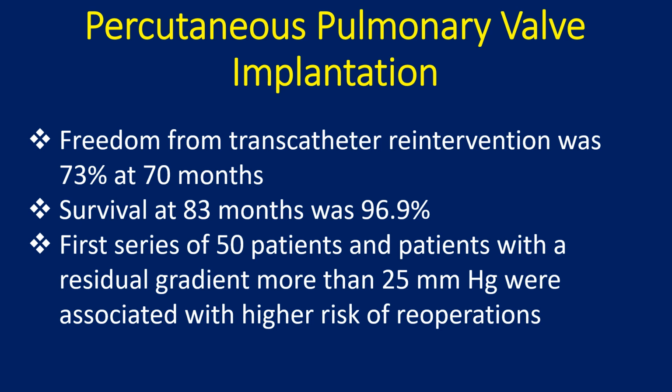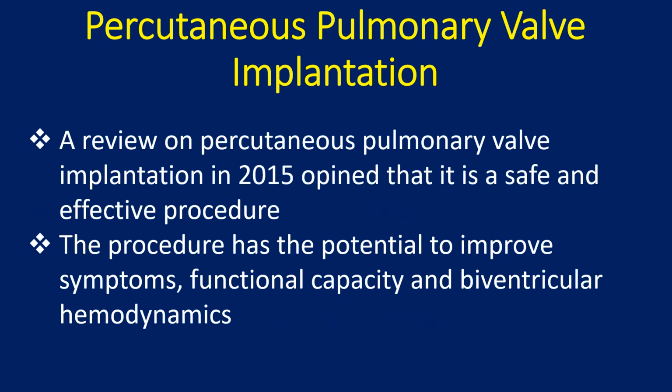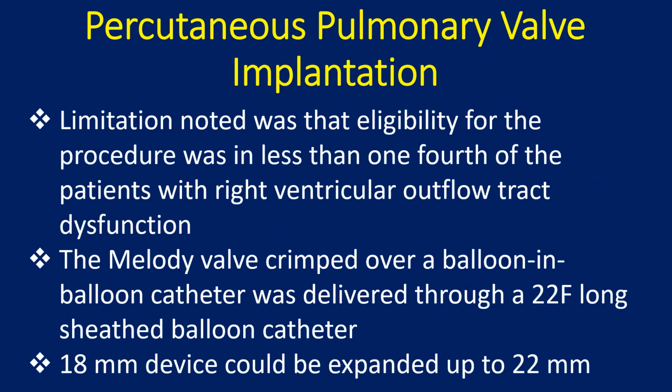higher risk of reoperations. A review on percutaneous pulmonary valve implantation in 2015 opined that it is a safe and effective procedure. The procedure has the potential to improve symptoms, functional capacity, and biventricular hemodynamics. A limitation noted was that eligibility for the procedure was in less than 1/4 of the patients with right ventricular outflow tract dysfunction. The Melody valve crimped over a balloon-in-balloon catheter was delivered through a 22F long sheath balloon catheter.